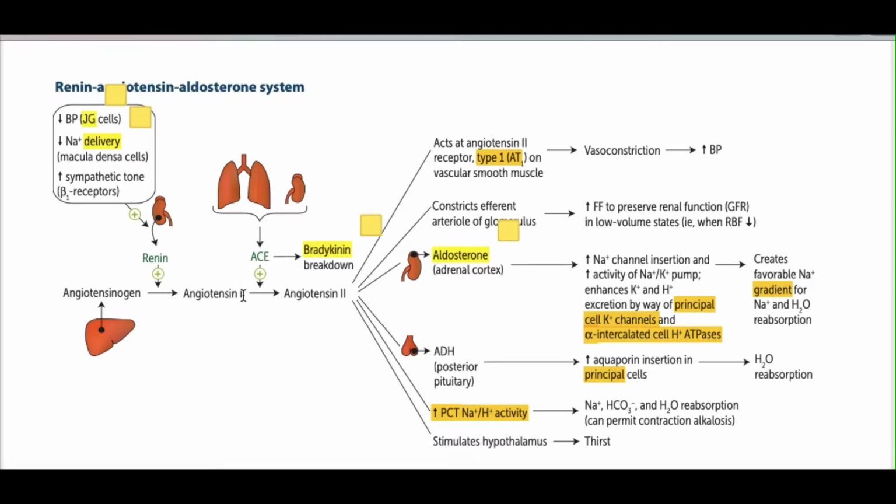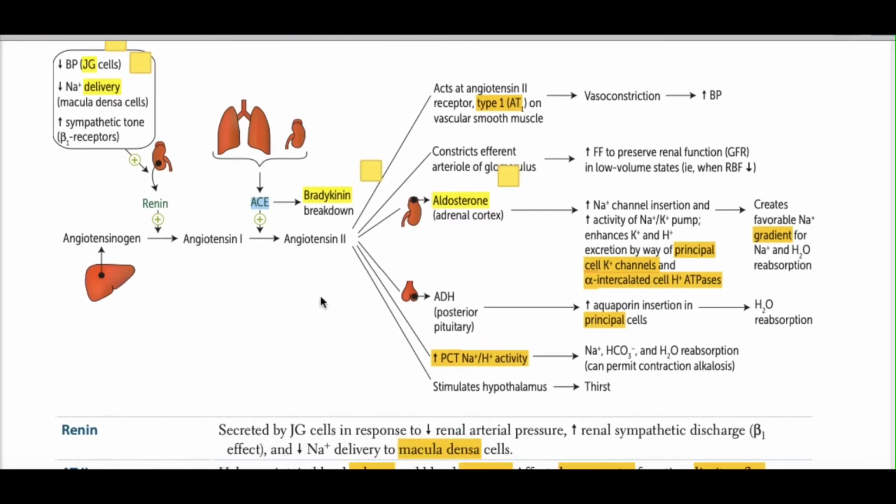Our lungs and kidney will secrete angiotensin converting enzyme that will convert this angiotensin 1 to angiotensin 2, and this angiotensin converting enzyme will also help in bradykinin breakdown. Alright, so this angiotensin 2 will work on different parameters to help increase blood pressure.